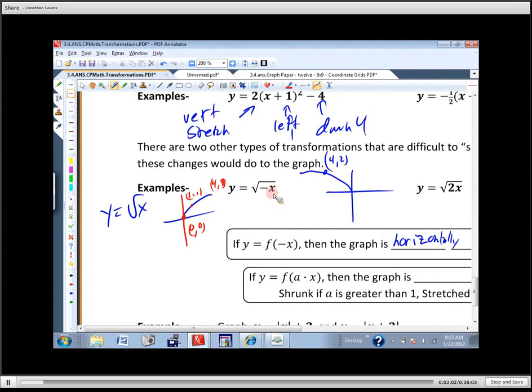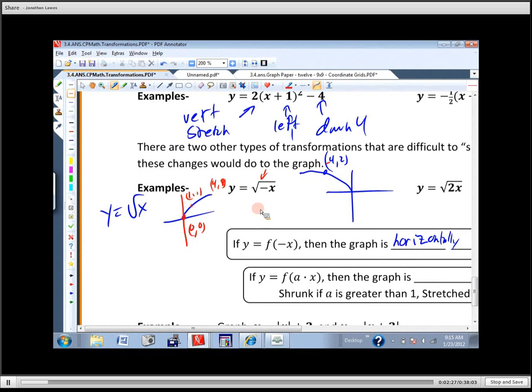If we multiply the x by a negative and then take the square root, that square root, that's what makes the shape. That's what makes this sideways parabola shape. If we multiply the x by a negative, that changes all the x's. It makes what used to be positive, negative, and vice versa. So we can now plug in a -4.